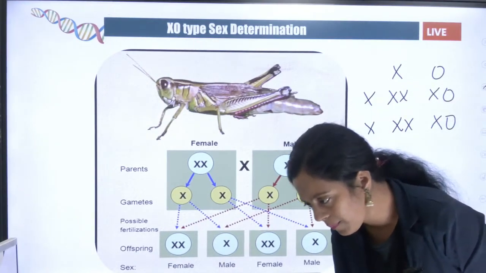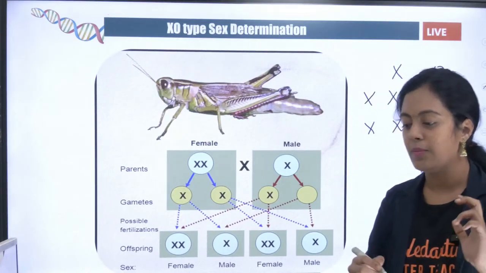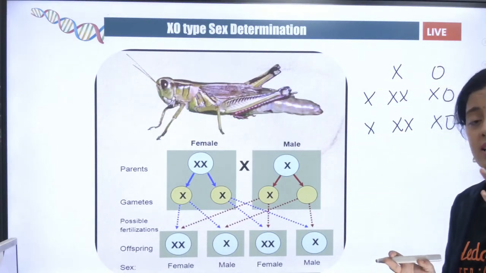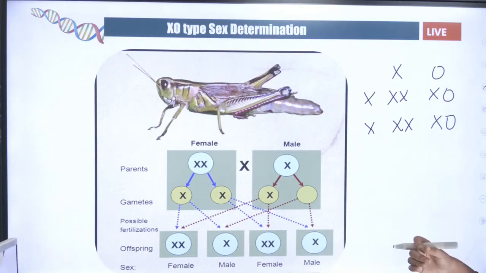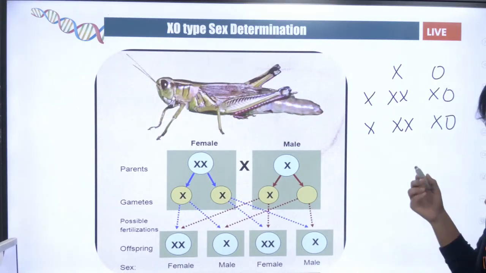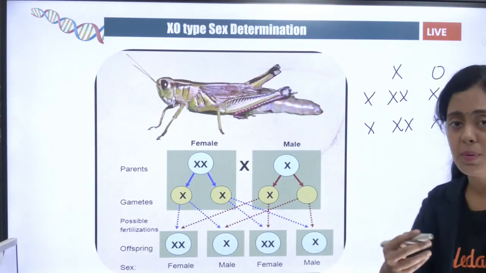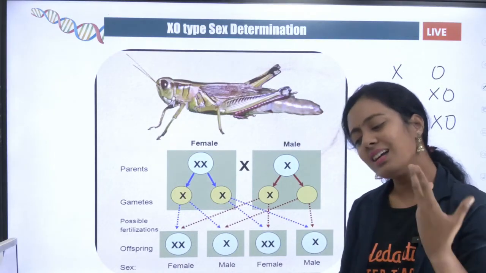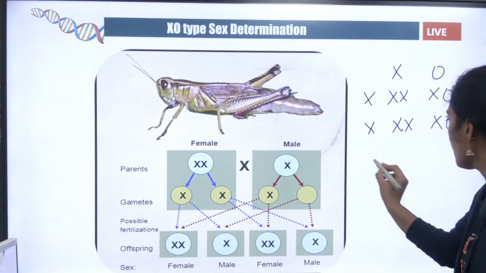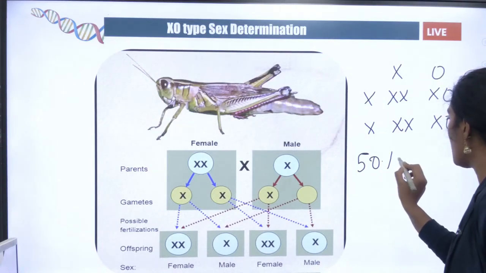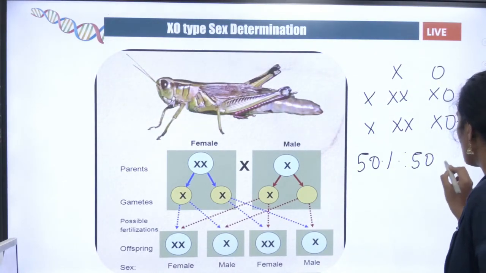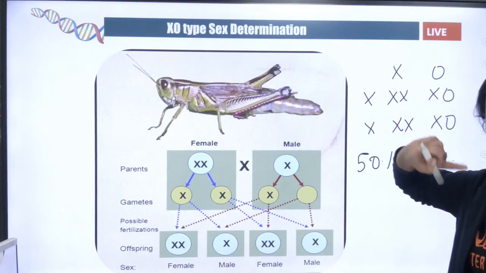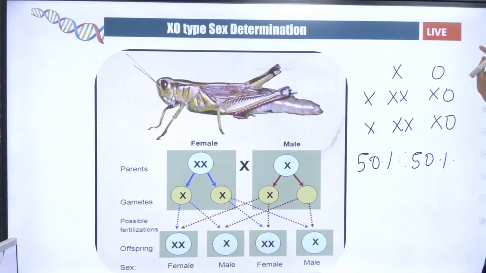Not involved in sex determination, yes, very good, Janice. Now the question: what is the probability of the progeny being a male? 50%. What is the probability that the progeny will be a female? That is also 50%. So equal probability, 50-50%. The example is grasshopper. Do not forget. By the end of the session when I do rapid fire, I will ask this question.